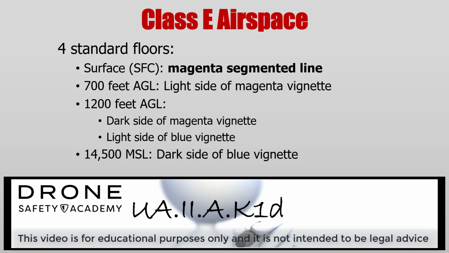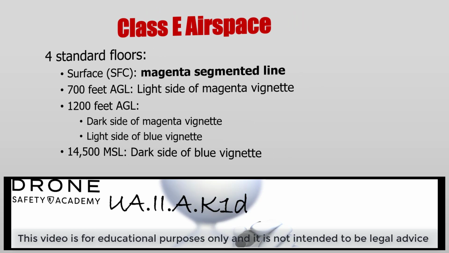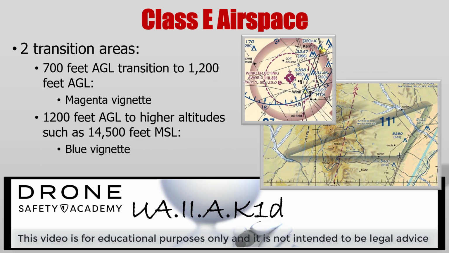The next type of Class E airspace floor is 1200 feet AGL, and this is identified by the dark side of a magenta vignette or the light side of a blue vignette. And the last one, 14,500 MSL. This is the dark side of a blue vignette. Class E airspace has 2 transition areas, 700 feet AGL transitioning to 1200 feet AGL, identified again by the magenta vignette. And the next one, 1200 feet AGL to higher altitudes such as 14,500 feet MSL, identified by the blue vignette.